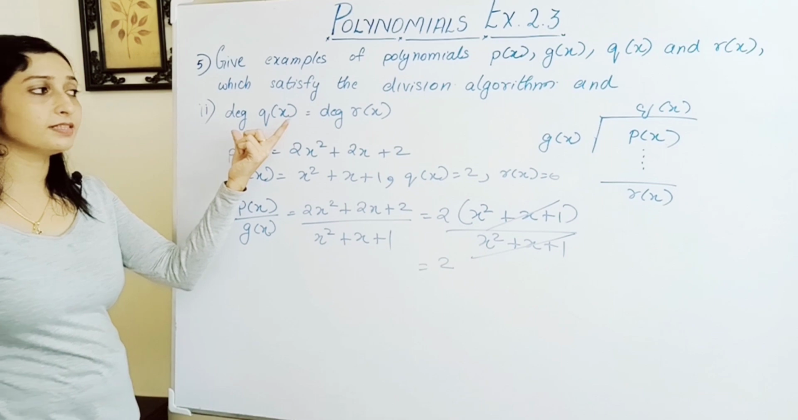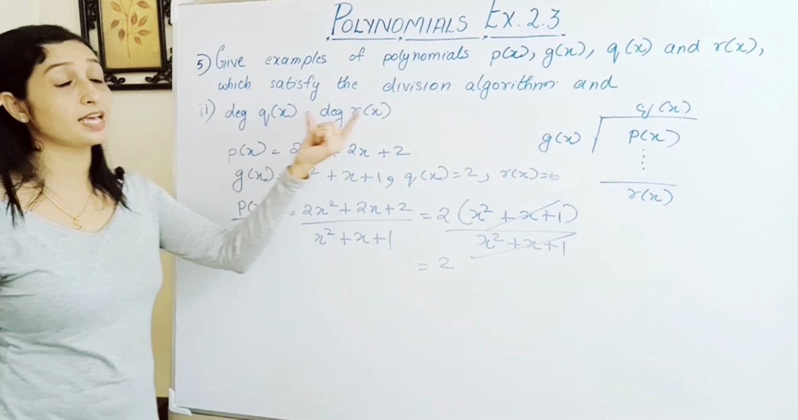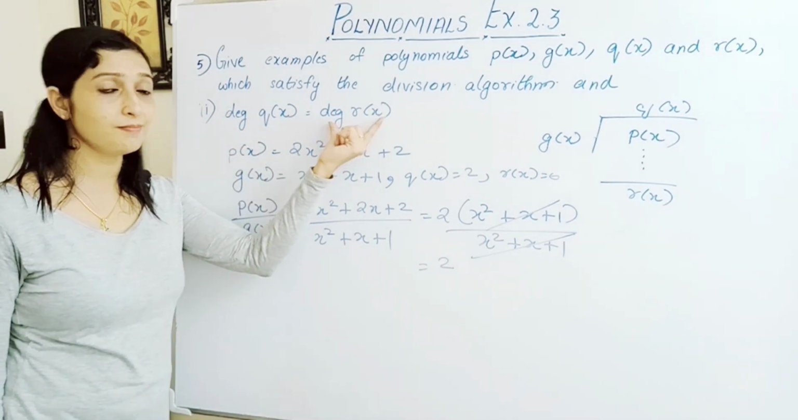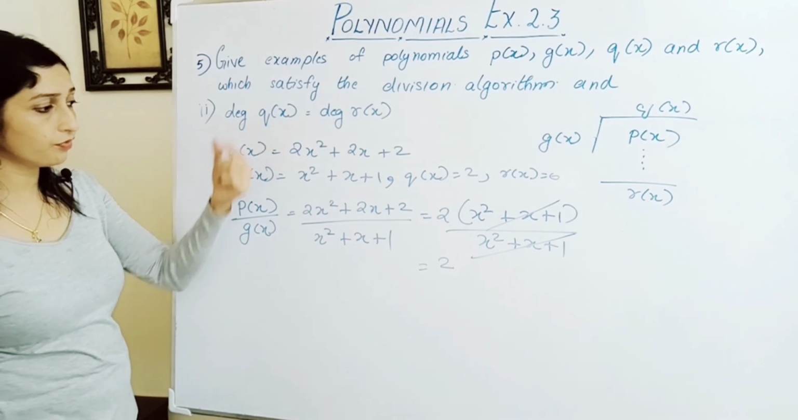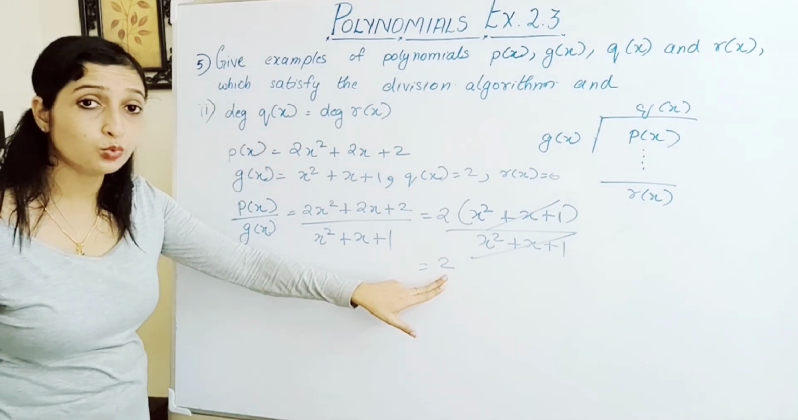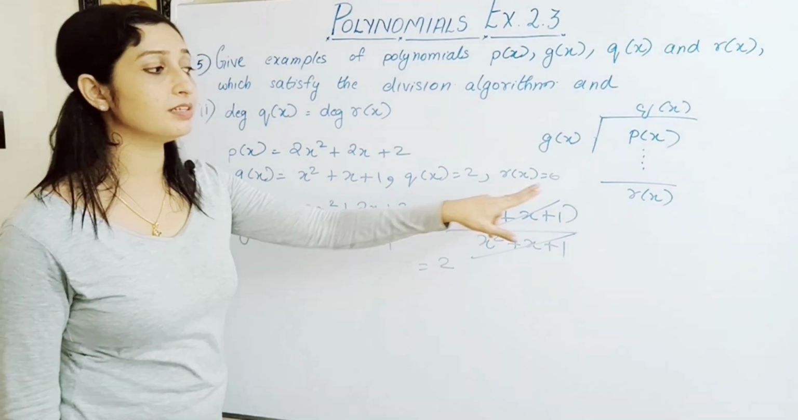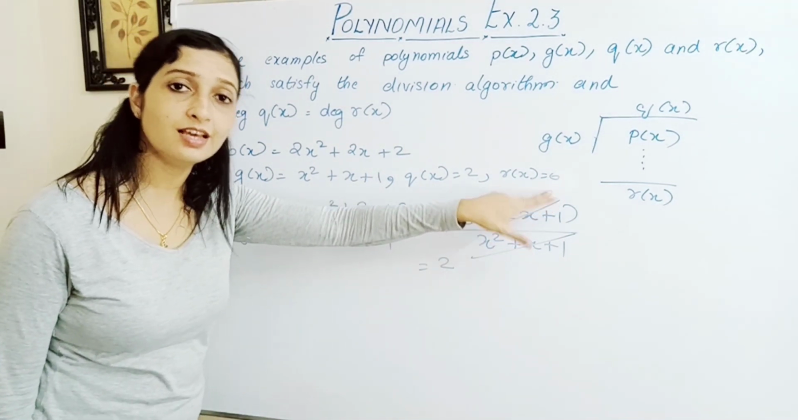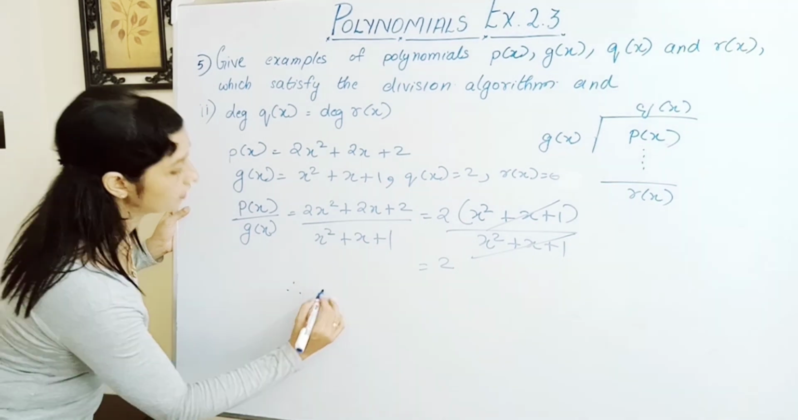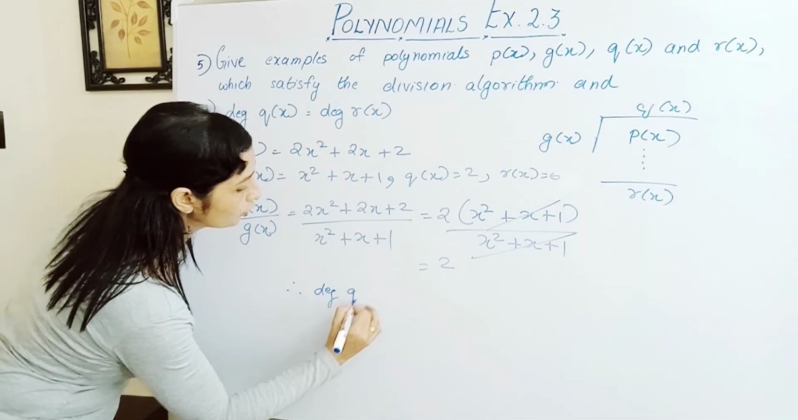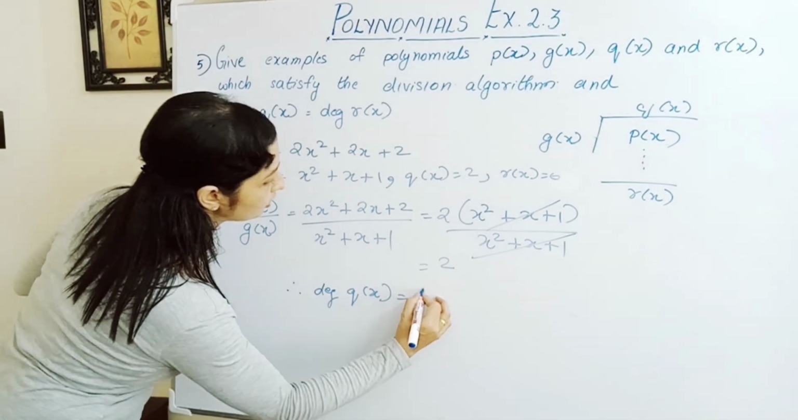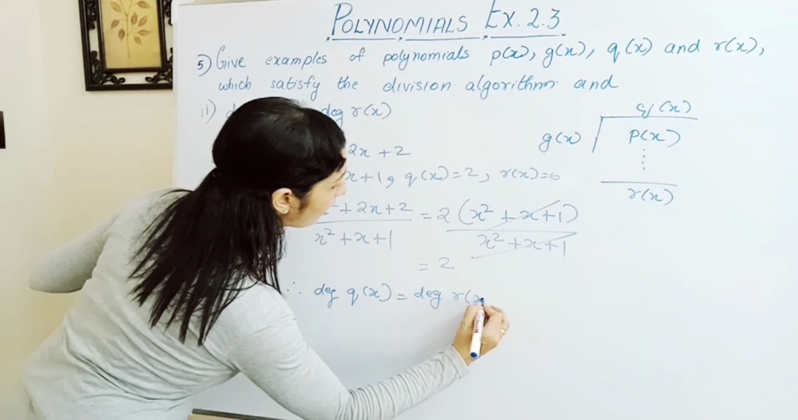So now let's see whether the degree of q of x and degree of r of x is same. What is our degree of q of x? Our quotient is 2. The degree is 0. And what is our remainder? Our remainder is 0 and the degree is again 0. Therefore, the degree of q of x is equal to degree of r of x.